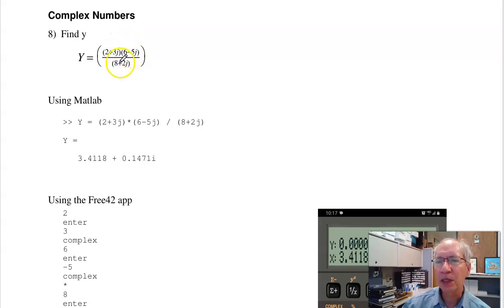Here is a function with complex numbers, solve for y. Now this is something that MATLAB is really good at. It's just almost the way you write it. 2 plus 3j times 6 minus 5j over 8 plus 2j. Here's your complex number.